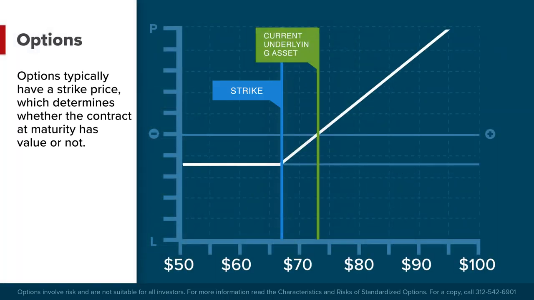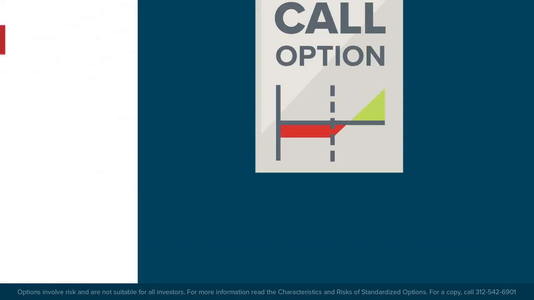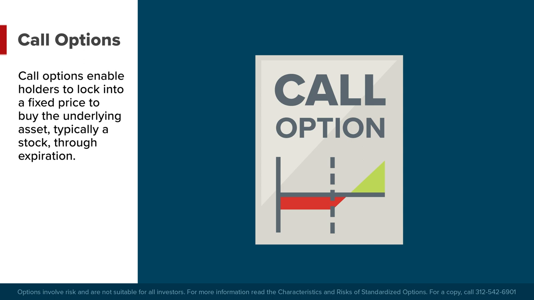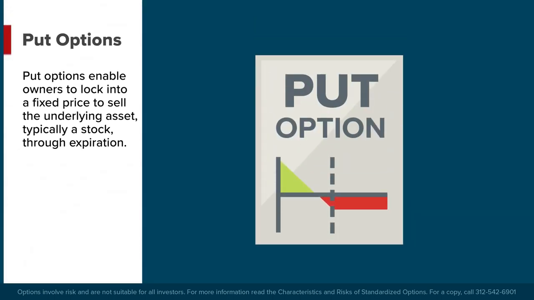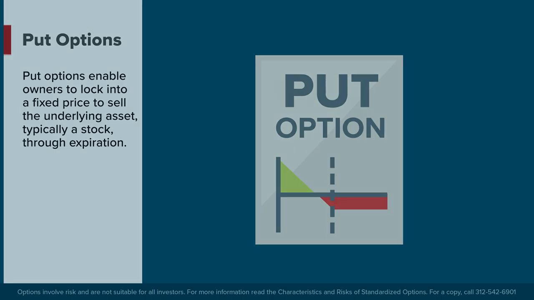Options typically have a strike price, which determines whether the contract at maturity has value or not. Call options enable holders to lock into a fixed price to buy the underlying asset, typically a stock, through expiration. Put options enable owners to lock into a fixed price to sell the underlying asset, typically a stock, through expiration.